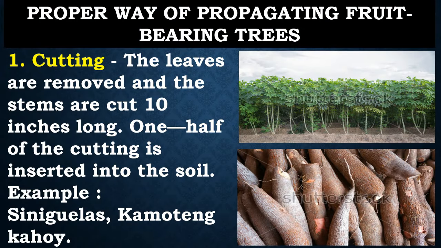Proper way of propagating fruit-bearing trees. 1. Cutting. The leaves are removed and the stems are cut 10 inches long. 1/2 of the cutting is inserted into the soil.